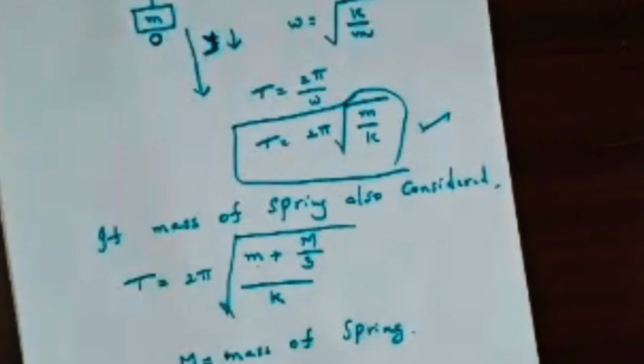If the mass of the spring is considered, then the formula for the time period of the loaded spring is T is equal to 2 pi root over small m plus capital M by 3 by k. Here small m represents the mass of the body which you attach at the free end of the spring, and capital M is the mass of the spring.